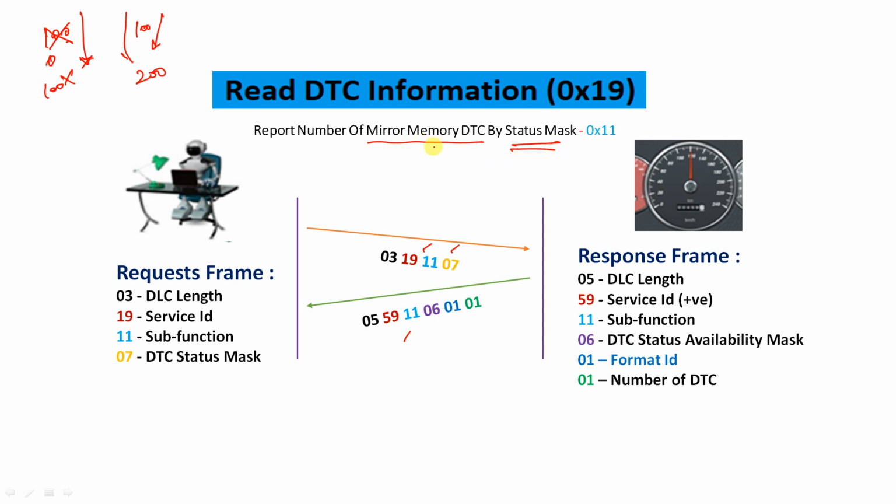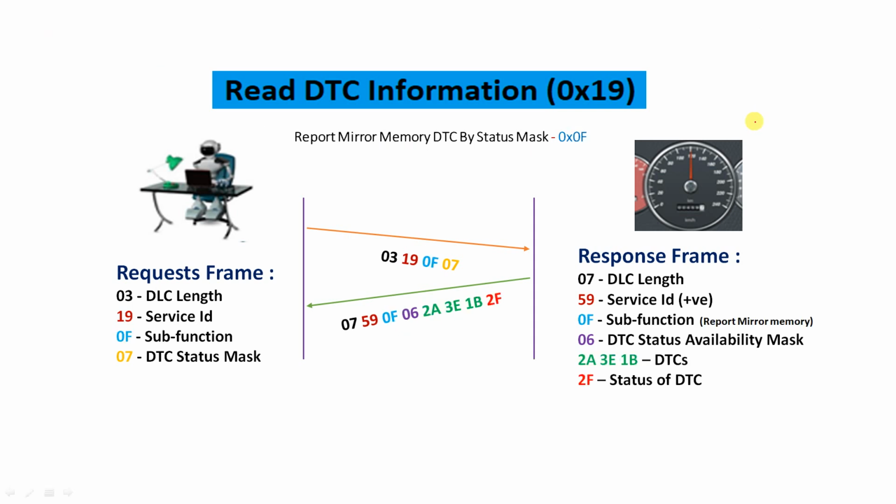Here the kind of DTC is different, but how we are retrieving is the same, by status mask. And here 01 is the format identifier. Number of DTC is only one. As I said, at the time of requesting, 4 is the total, 3 is OBD, and 1 may be the mirror memory DTC. That's it. And 0F is report mirror memory DTC. So this is not a number. Previously, the last three were numbers, and here we want to know what exactly the mirror memory DTC present is. So here the subfunction is 0F, same format.